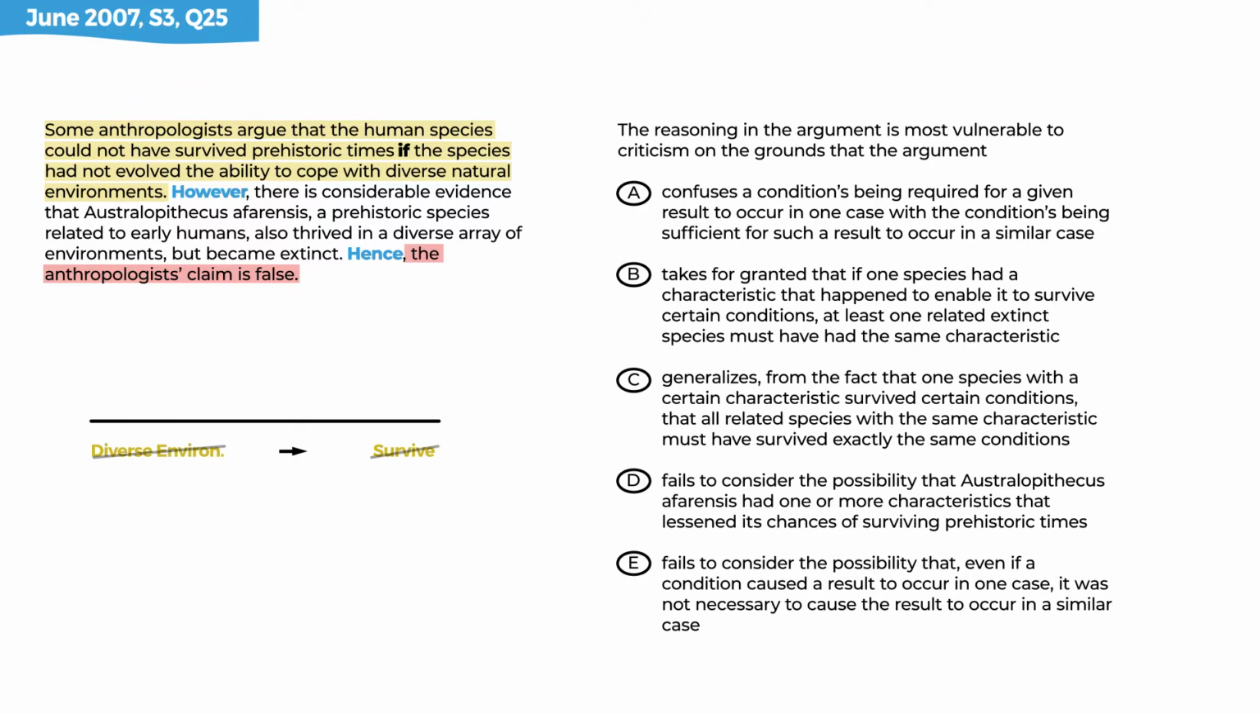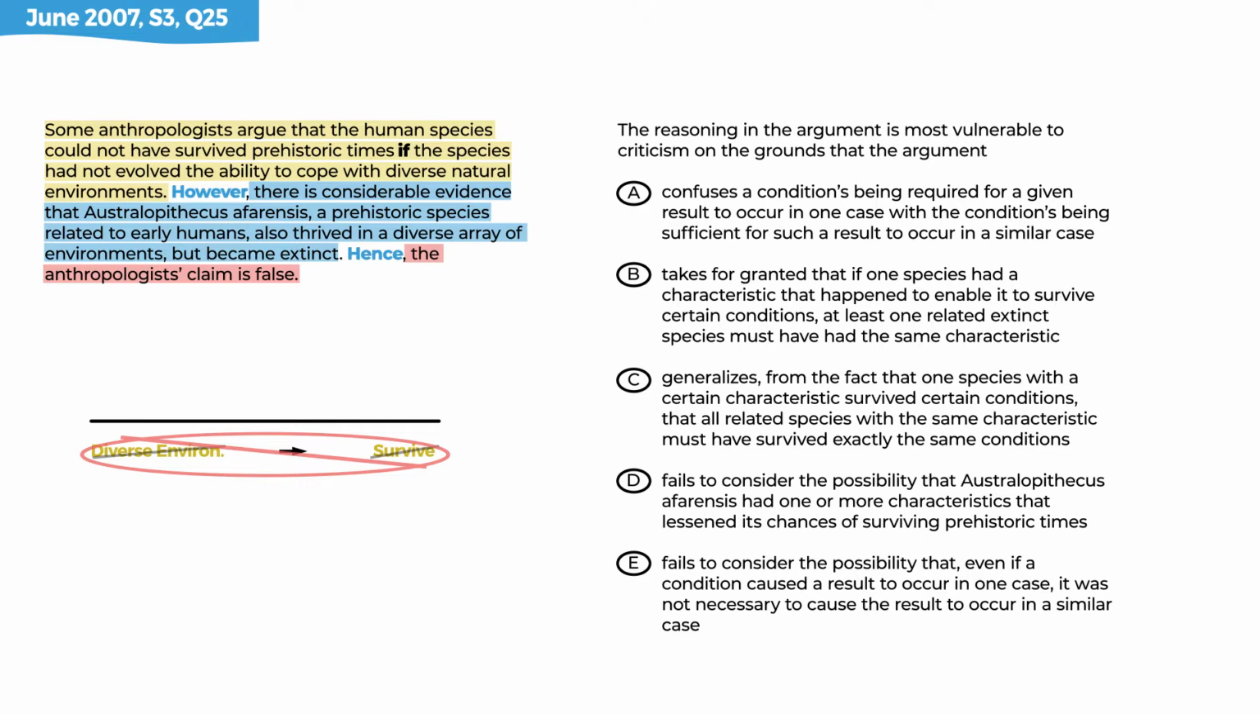The anthropologists are suggesting that if we had not learned to cope with diverse environments, then we would not have survived. Now, the conclusion of the argument is that this claim is false. Remember, we want to make sure that we understand the conclusion is the refutation of that conditional, not the conditional itself. And the evidence is that Australopithecus afarensis, a prehistoric species related to early humans, also thrived in a diverse array of environments, but became extinct.